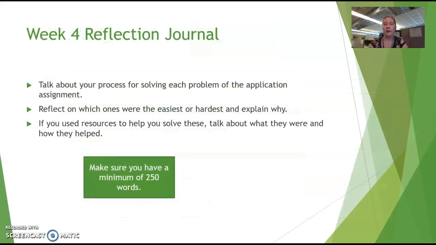Your reflection journal, again, this is supposed to be about the application assignment, and there is a minimum word count, so you need to be hitting that minimum words. So use the prompts that are given to help you get there.